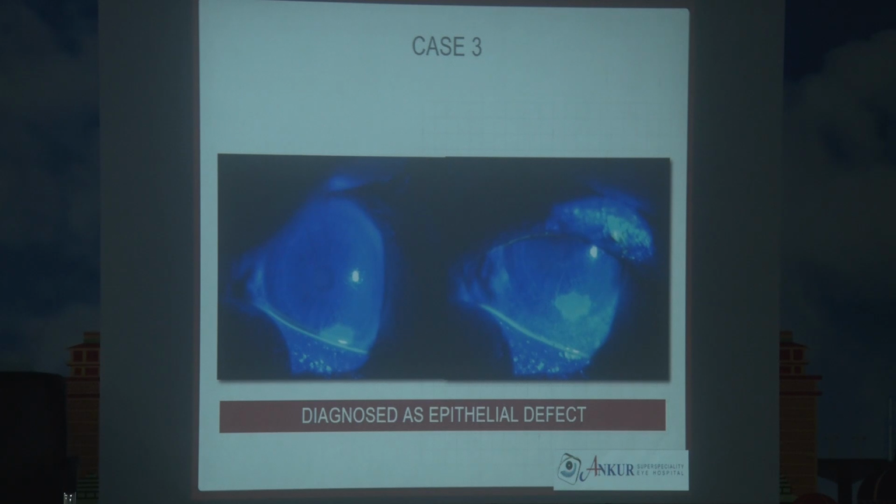Now the third case was diagnosed as a non-healing epithelial defect, and the patient's symptoms were not reducing, and they had already consulted an ophthalmologist. But I'm pretty sure that ophthalmologist did not stain the cornea, because when you stain, you see those linear abrasions. The cornea is yelling, please evert the eyelid, there is something there that is continuously scratching on me.